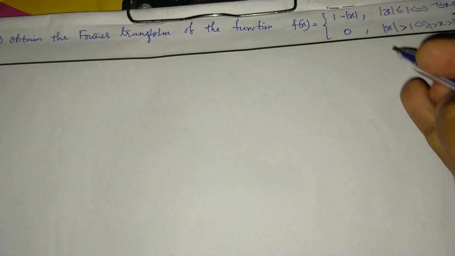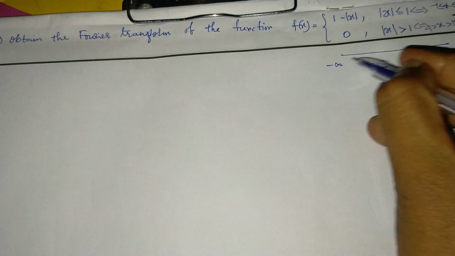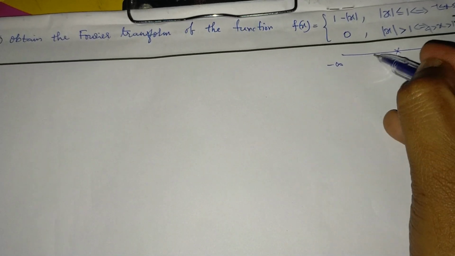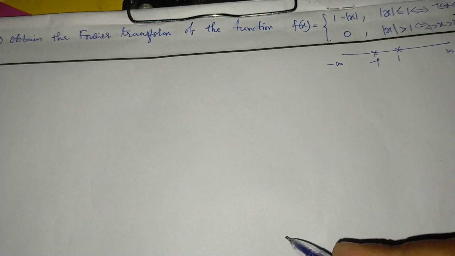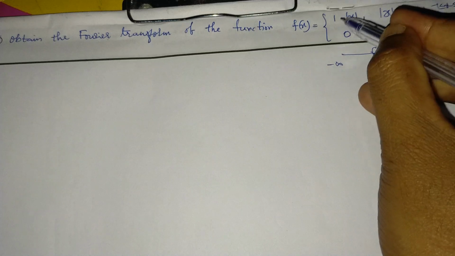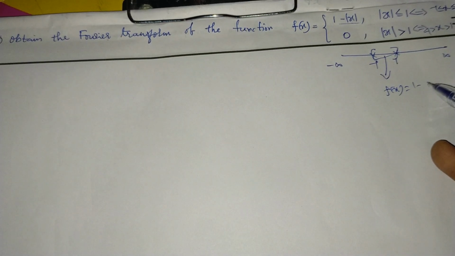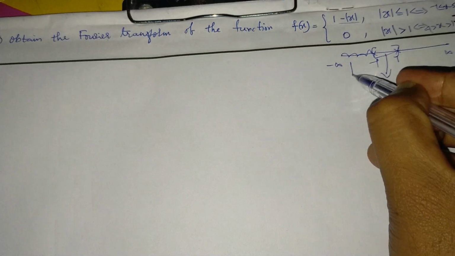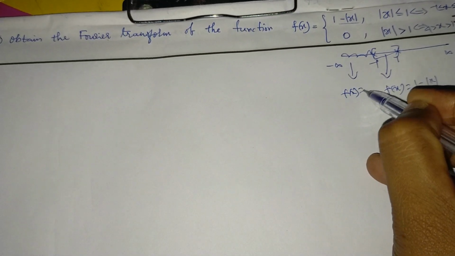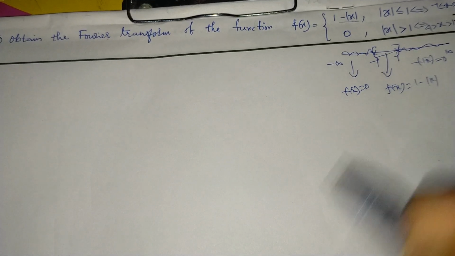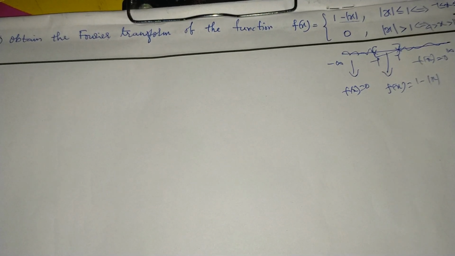So what happens? We have to draw a line here, from minus infinity to plus infinity. We have to mark a 1 here and a minus 1. From minus 1 to plus 1, we have f of x equal to 1 minus mod x. If x is less than minus 1, we have f of x equal to 0. If x is more than 1, we have f of x equal to 0. So first let us write the formula of the Fourier transform of the function.